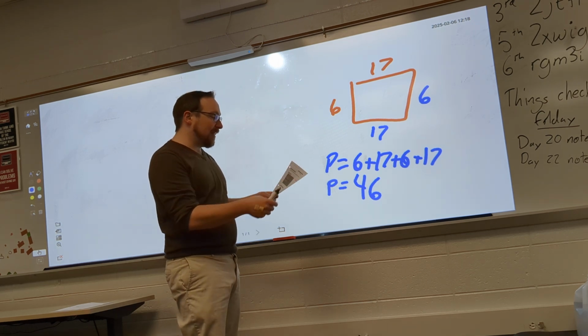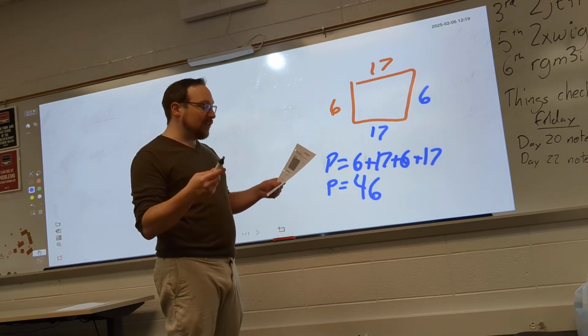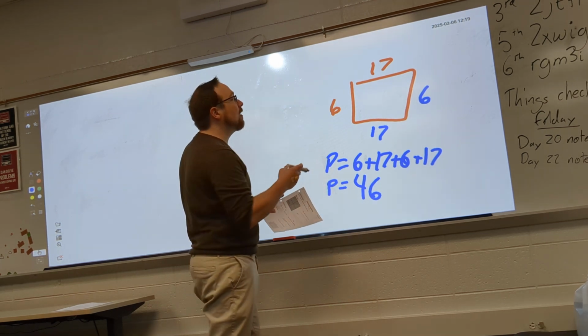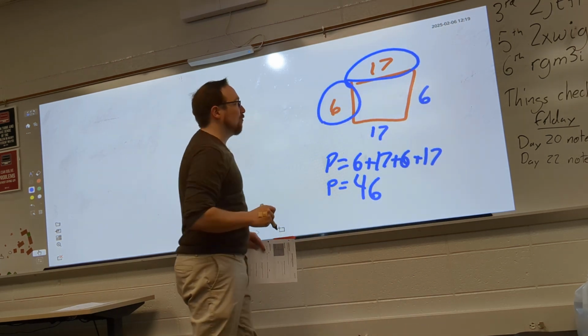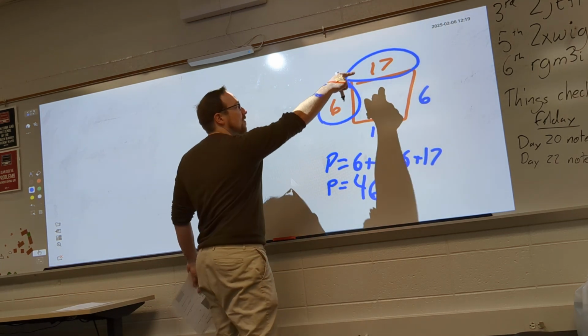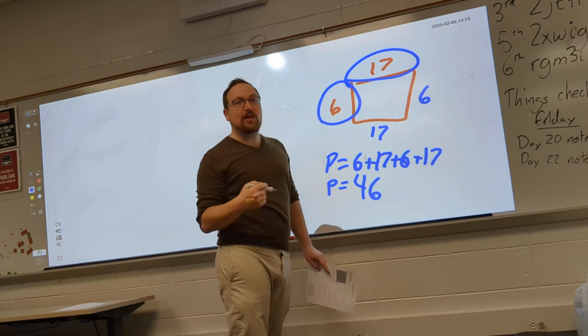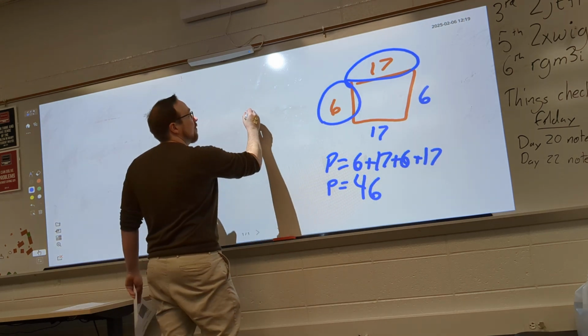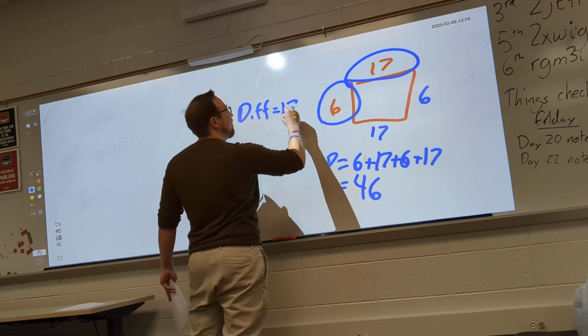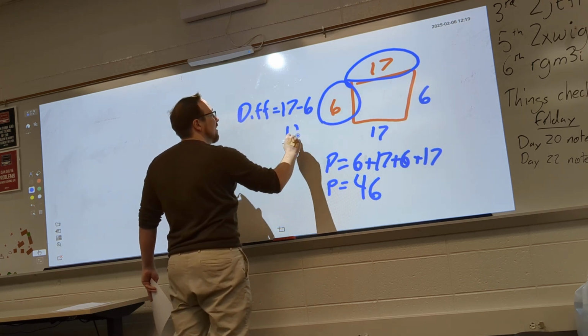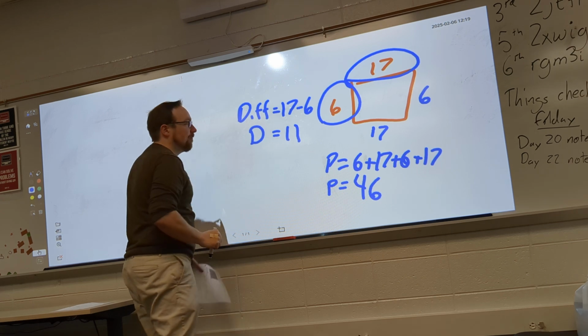All right, let's expand on that. How much longer is the long side than the short side? What I want to know is what's the difference between the length of this one and the length of this one? Well, this one's 17, this one's 6, so the difference between those is 11. We actually find that by subtracting them. So the difference is 17 minus 6, which in this case is 11.